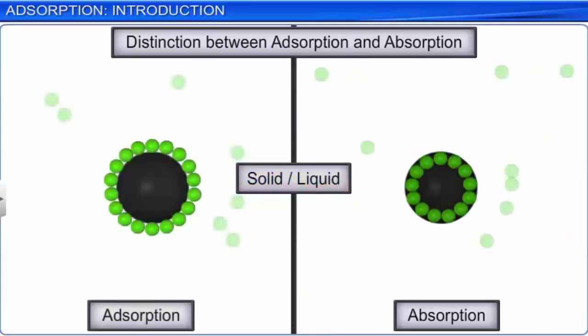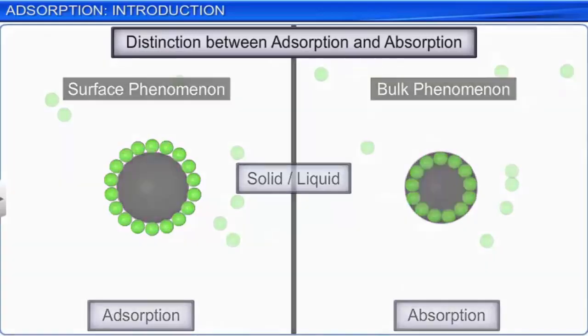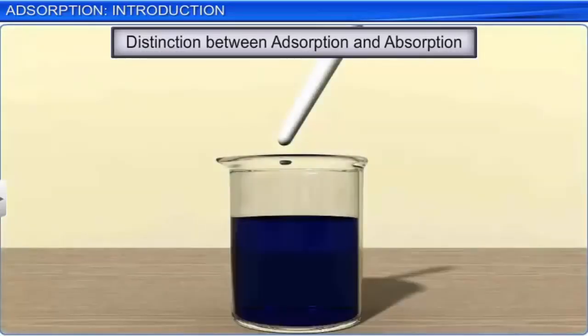Adsorption is a surface phenomenon, whereas absorption is a bulk phenomenon, and the substance is uniformly distributed throughout the bulk. Let us understand this difference through an example.